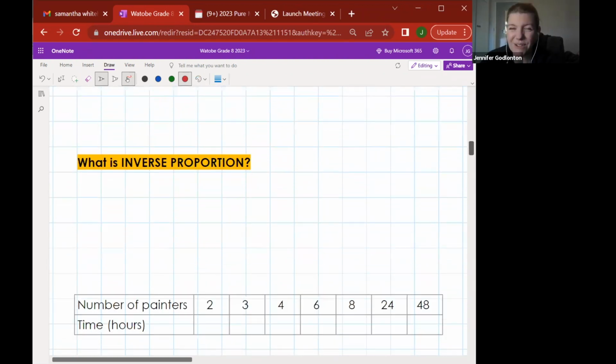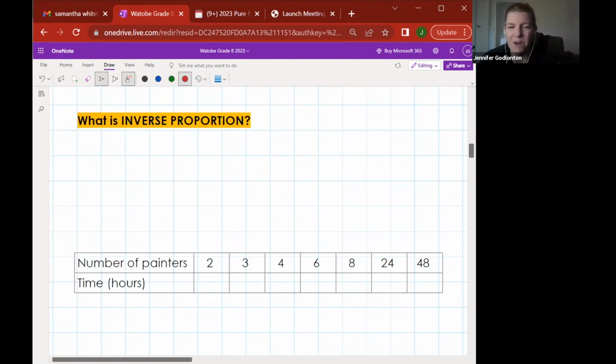Next, inverse proportion. Think about it like this. I'm going to ask a bit of a backwards question for this one. I want you to think of yourself painting your house. Let's make it even easier: let's just say you're painting a wall, because a house would take a very long time. If you were painting a wall, it would take you a certain amount of time. If you had a friend who was helping you, would it take less time or more time?